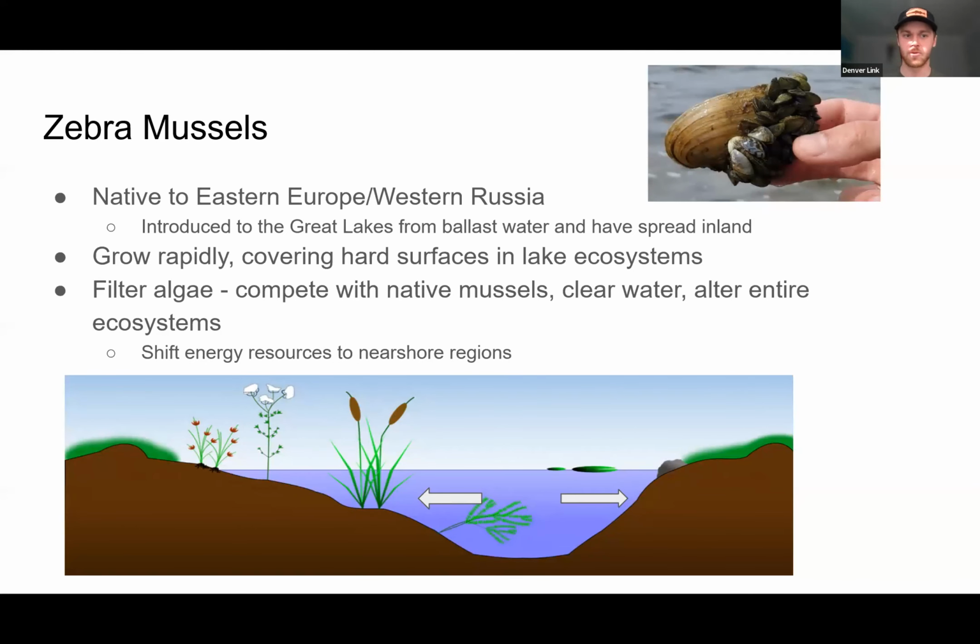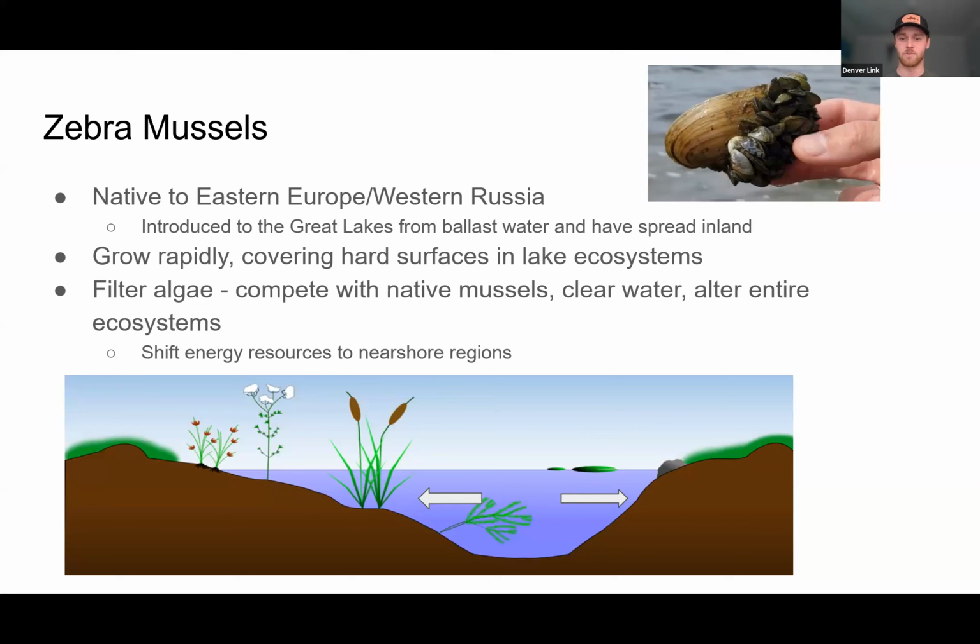First and foremost, what are zebra mussels? Well, zebra mussels are an aquatic invasive species to Minnesota, native to Eastern Europe and Western Russia. They were introduced to the Great Lakes from ballast water and have spread inland to a lot of our typical Minnesota lakes. They grow rapidly and cover hard surfaces in the lake ecosystems. They filter algae in the lake, which ultimately competes with our native mussels as a filter feeder, and they have really adverse effects on a lot of ecosystems.